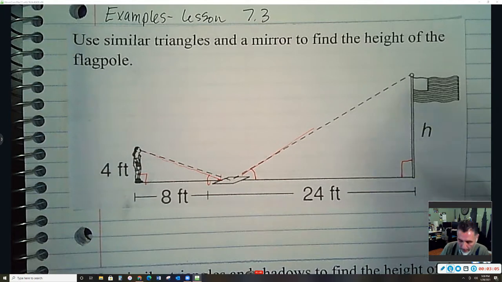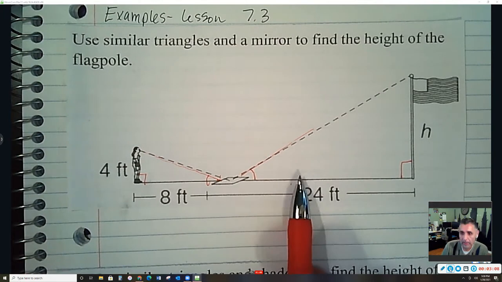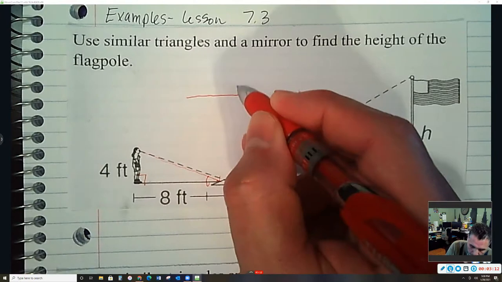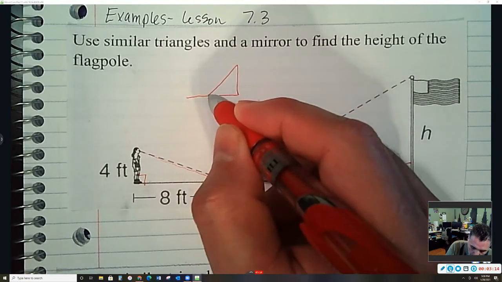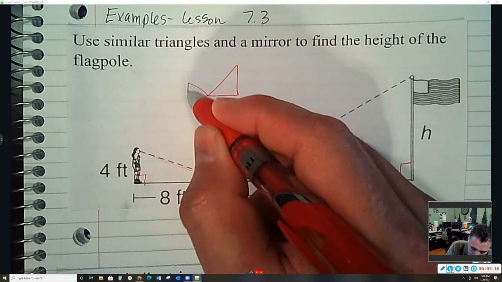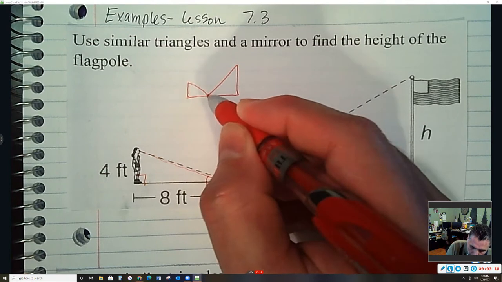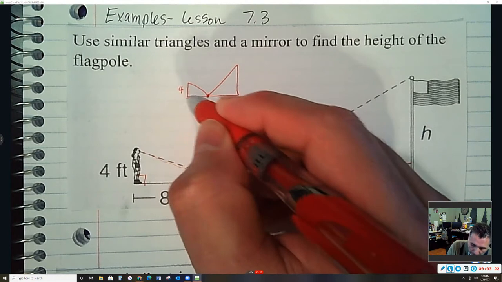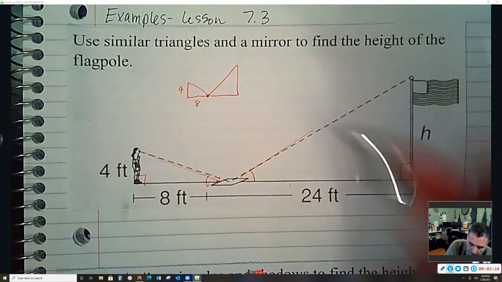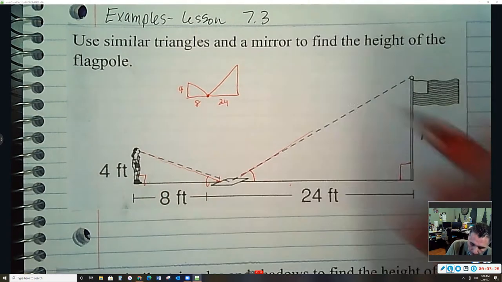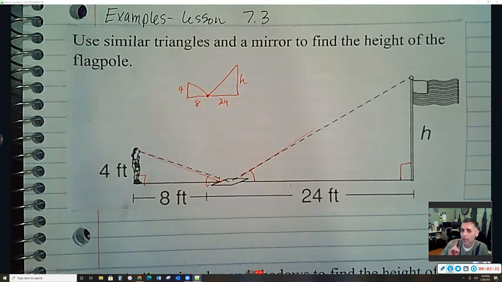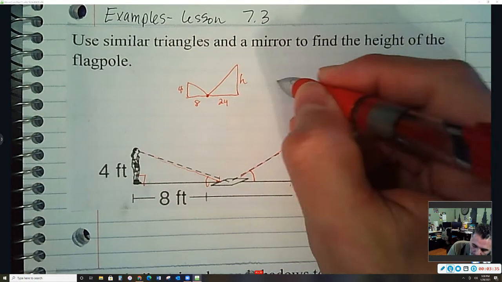So again, what we end up having is the little diagram that I put in the back. You have a big triangle, and then you have a smaller triangle, but they're similar. This length is 4 feet, that's 8 feet. Over here you have 24. And then the height of the flagpole is what you're trying to find. So we have the similar triangles, and now let's throw in the proportions to actually solve this.